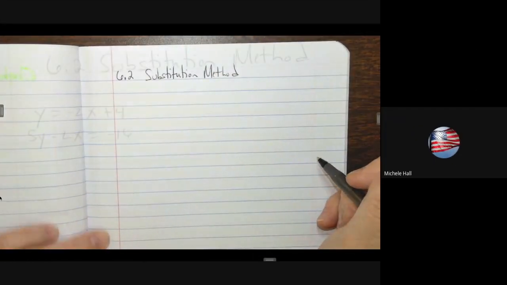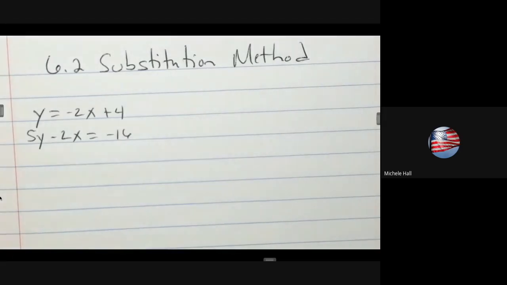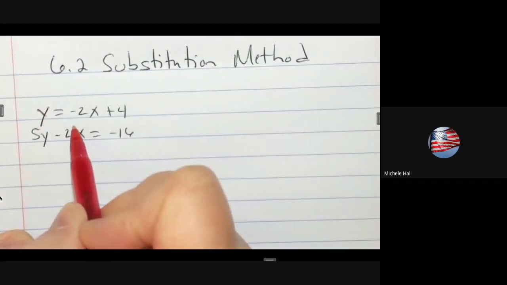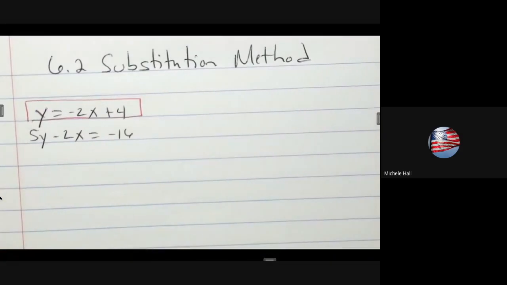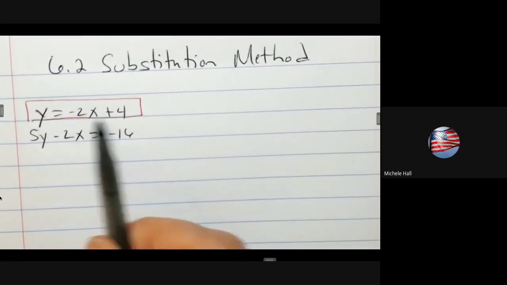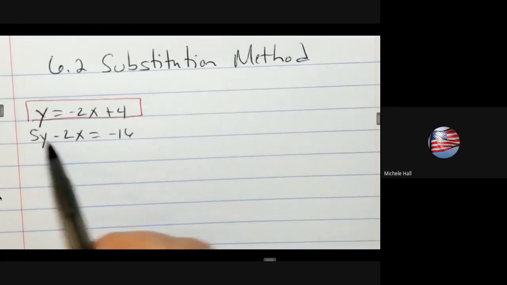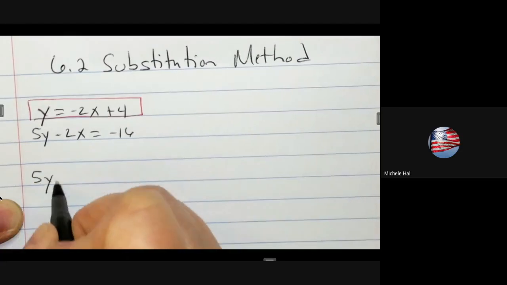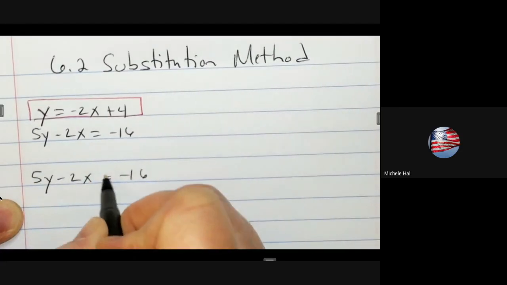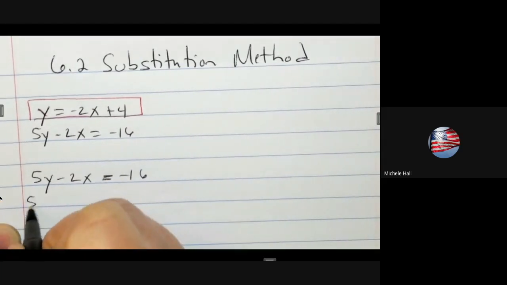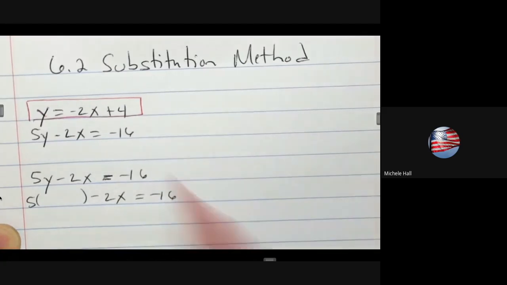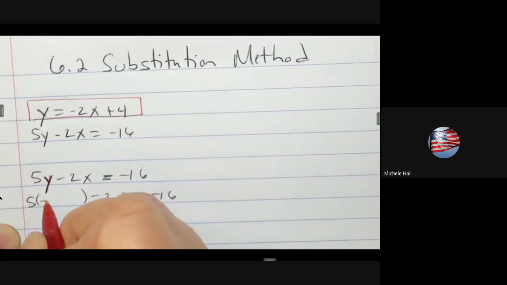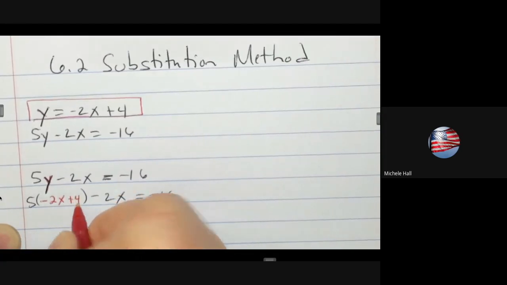Substitution method. Step one, isolate a variable. I see that y is already solved for and isolated. I'm going to box this then. The work is already done for me. I'm going to take y equals all of this and substitute it in for y. So 5 times y minus 2x equals negative 16, and y equals this, negative 2x plus 4. Y equals negative 2x plus 4.